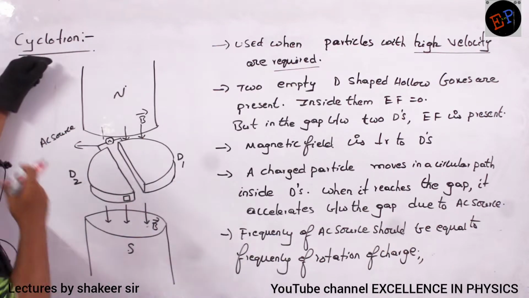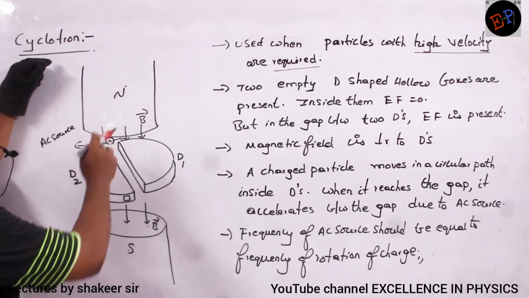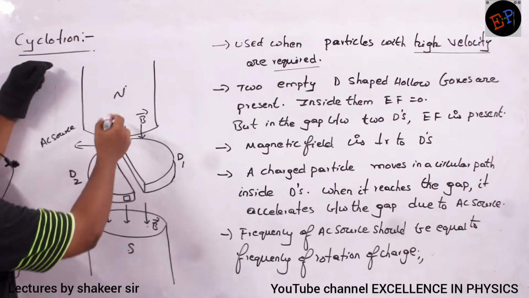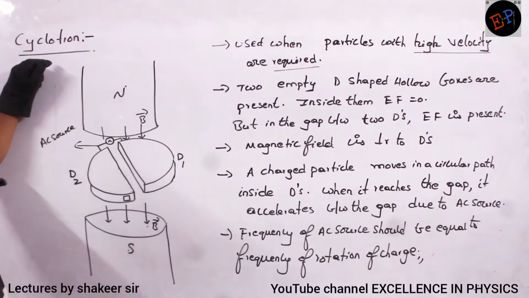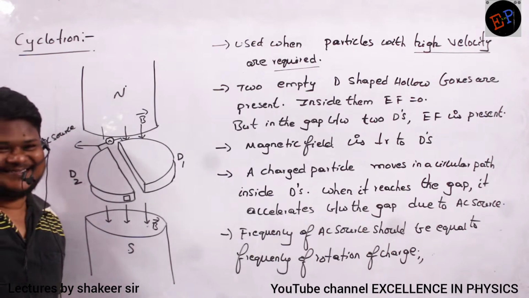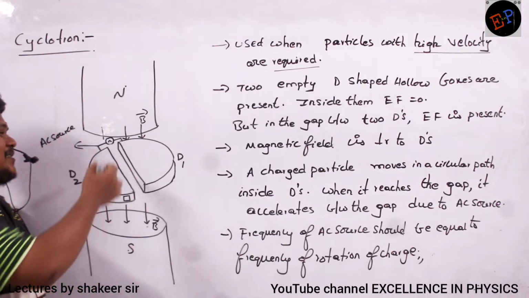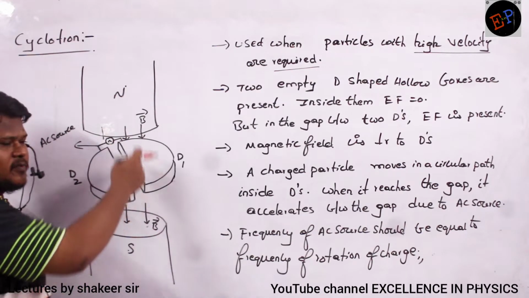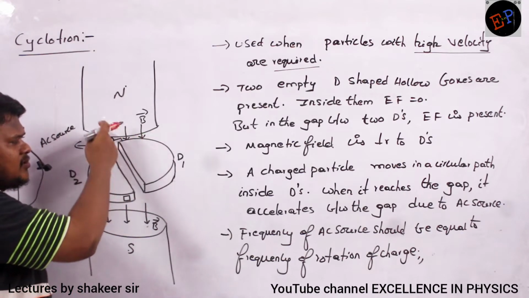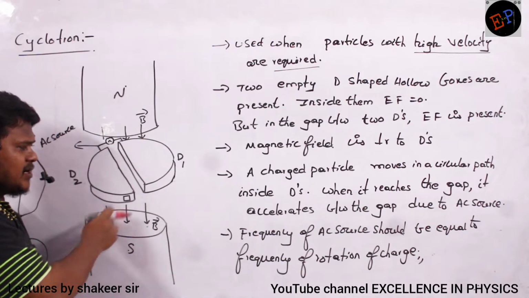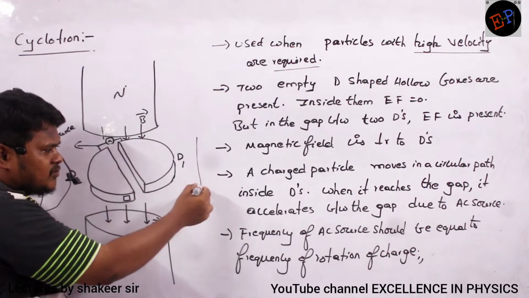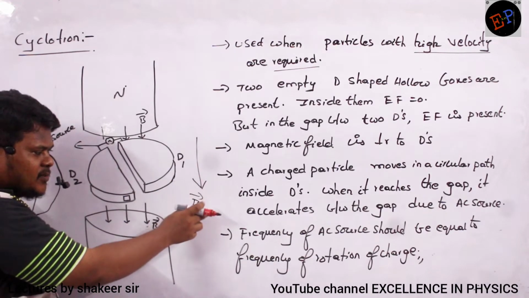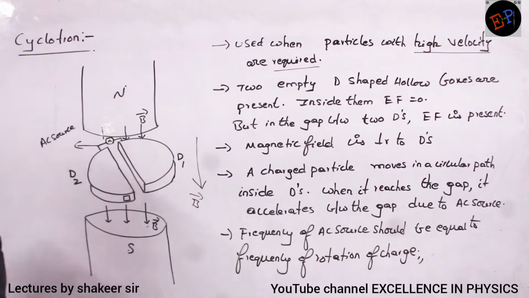So see what is the basic arrangement of the cyclotron. Here there is a north pole, here there is a south pole. What will the north pole and south pole do? They will produce a magnetic field. In between the north pole and south pole, magnetic lines will be present. If you draw a tangent to those magnetic lines, this is the direction of B. So the magnetic field is in the plane of the board and it is downwards. This is the direction of B.